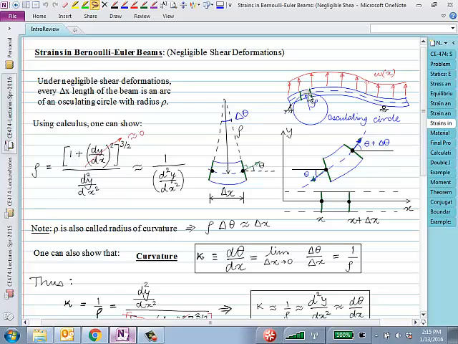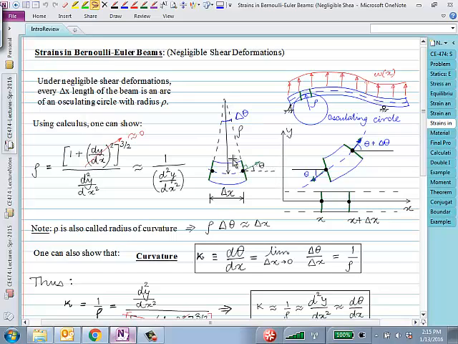But the reason that we are talking about these osculating circles is because that helps us in quantifying something called the radius of curvature. The radius of curvature, which I'm denoting with rho here, it can be shown that curvature is really d theta over dx. What is theta? That's the angle, this angle that a cross section makes with the horizontal. That's theta.